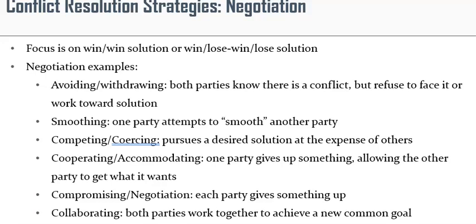And then the last one is collaborating. Both parties set aside their original individual goals and work together to achieve a new common goal. This requires mutual respect, positive communication, and shared decision-making between parties. This is a win-win solution.